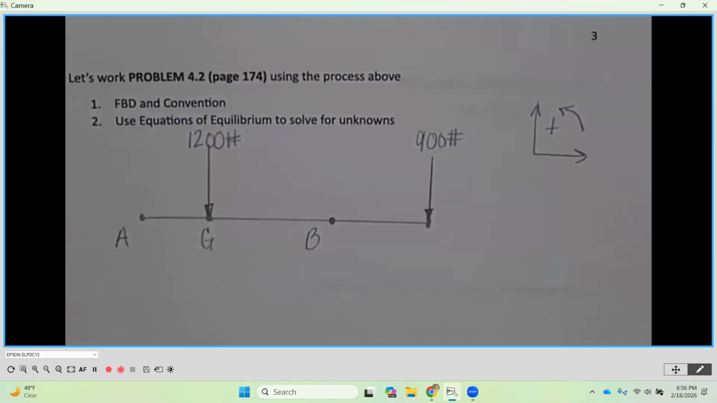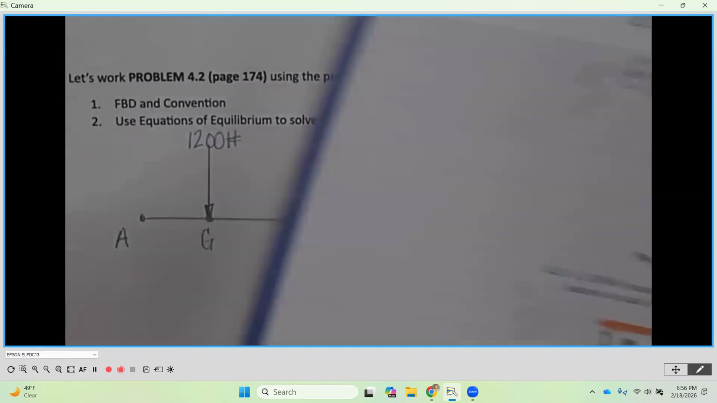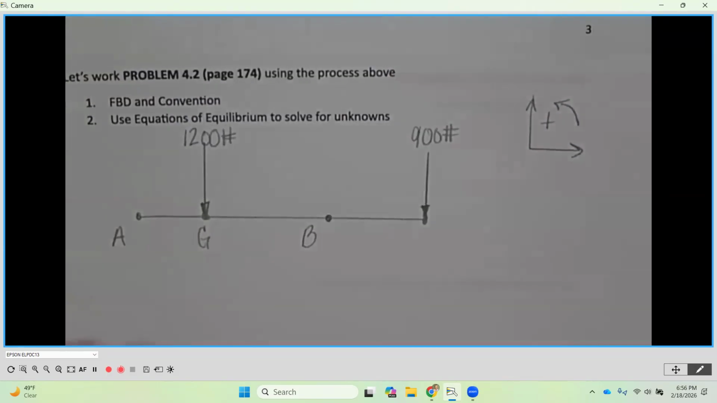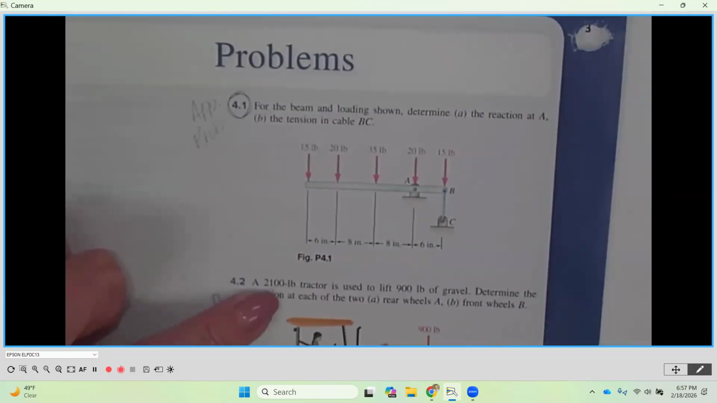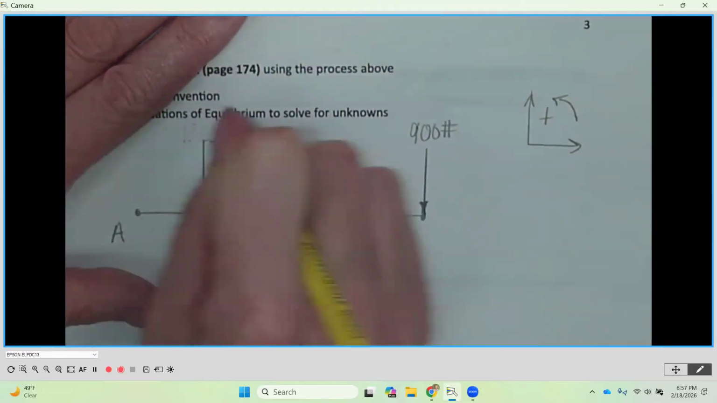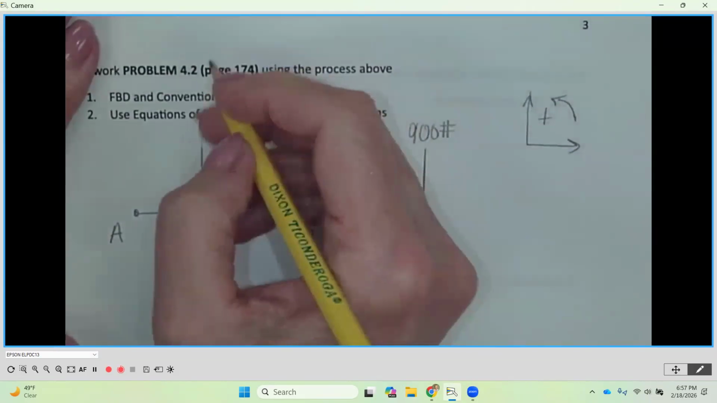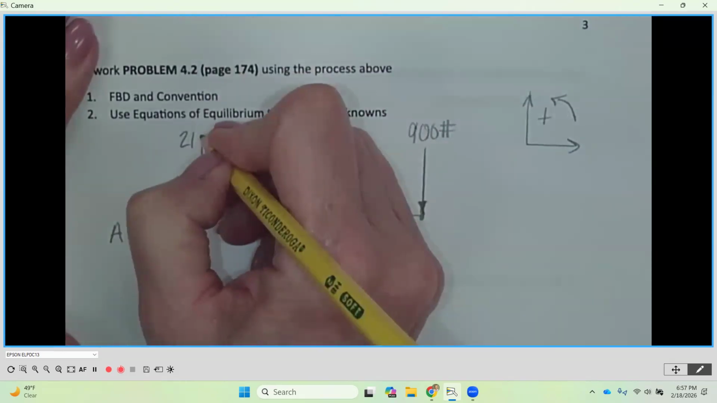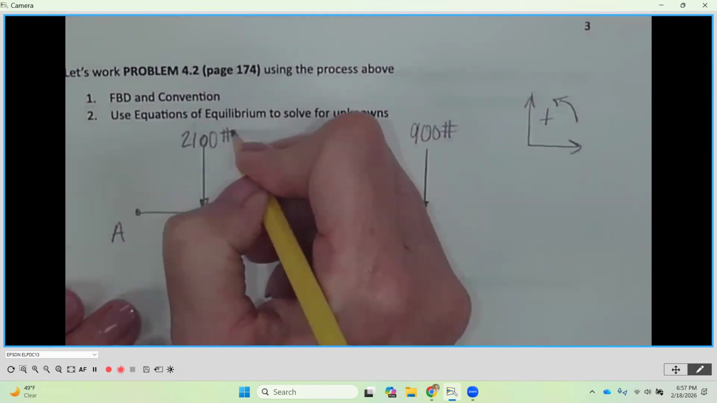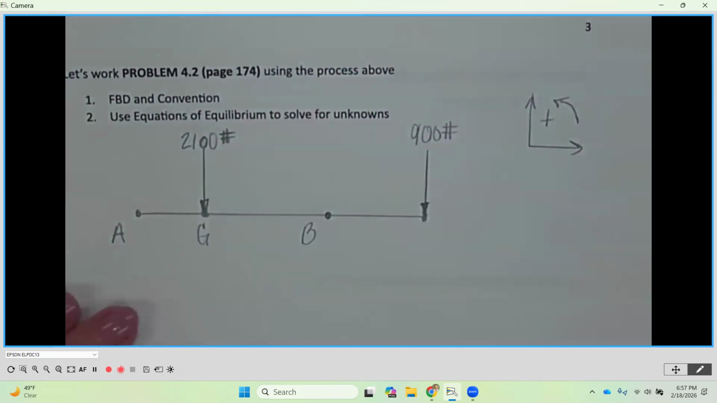Now, additionally, what we're given here is the dimensions. We always want to add, oh, I'm sorry. Go ahead. Oh, was it 21? I'm so sorry. You're right, 2,100. Thank you, Nia, for catching that. 2,100, not 1,200. 2,100 pounds. Yeah, that would affect our final answers, wouldn't it?